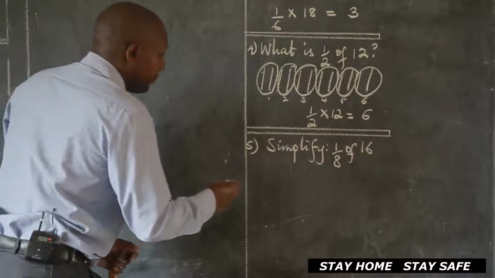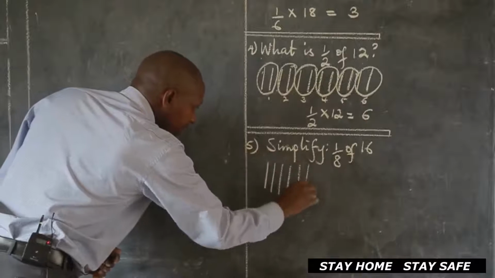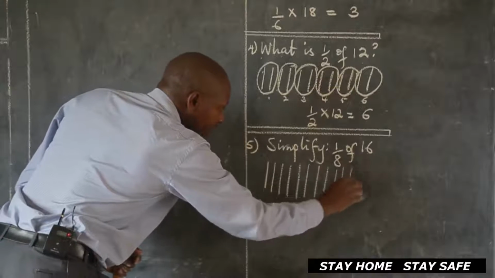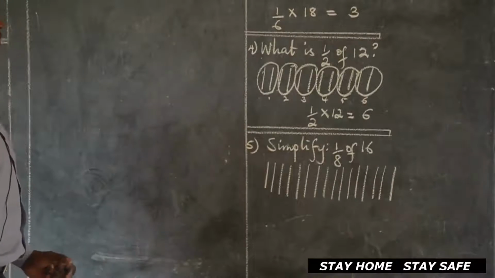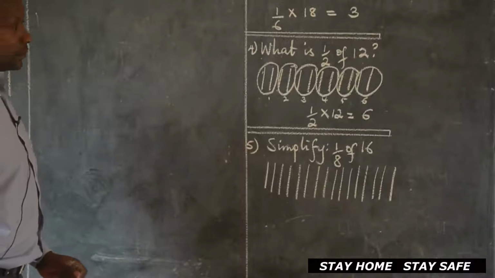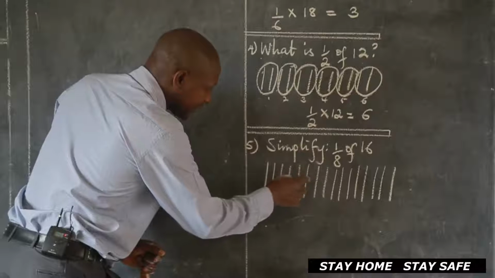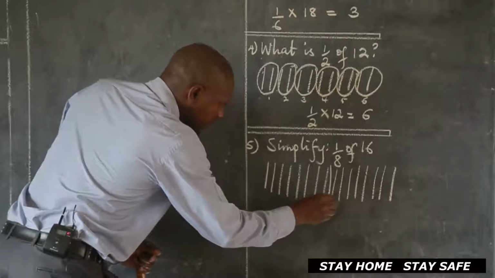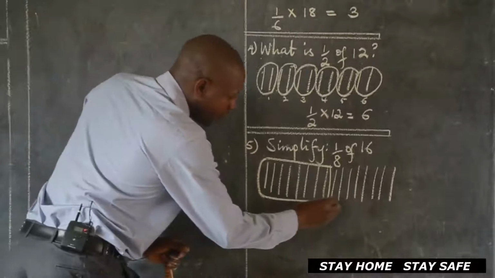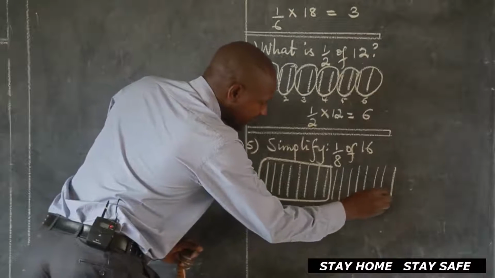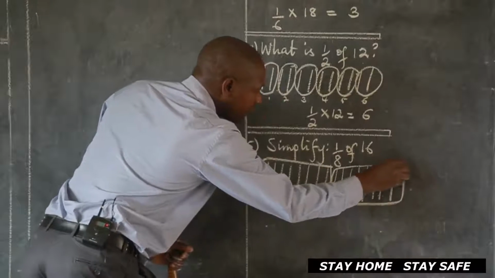Assume we have pens this time, 16 of them. 1, 2, 3, up to 16. 16 of them. Group them in 8. Count 8, make a group. 1, 2, 3, 4, 5, 6, 7, 8. This is one group of 8 pens, okay? 1, 2, 3, 4, 5, 6, 7, 8. We have formed another group of 8 pens, okay?